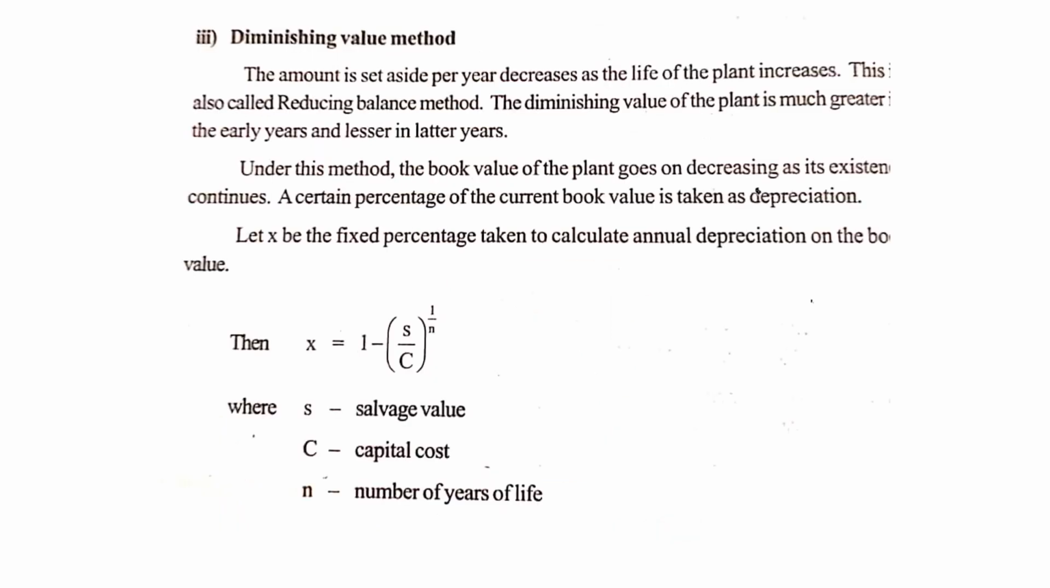The third method is the diminishing value method. The amount set aside per year decreases as the life of the plant increases. This is also called the reducing balance method. If you look at the formula, the fixed percentage taken to calculate the annual depreciation is x equal to 1 minus (s by C) to the power of 1 by n, that is, salvage value by capital cost to the power of 1 by n, where n equals the number of years.